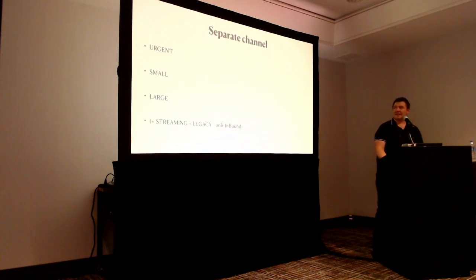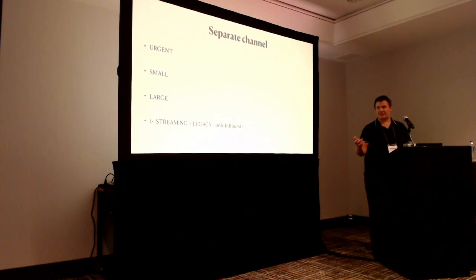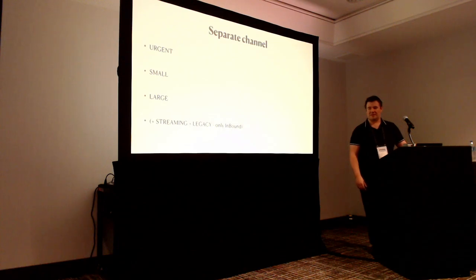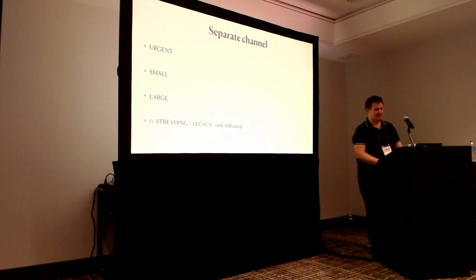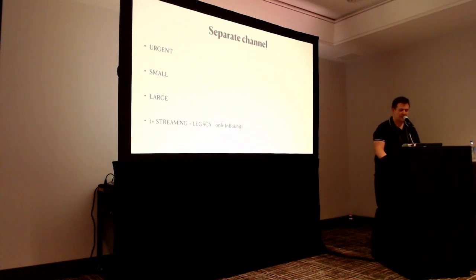So inside Cassandra, after introducing Netty, there are 4 different channels. The first one is the urgent channel. Inside the urgent there is gossip message sending, the small messages, the large messages, and the streaming and legacy. Legacy is only for inbound when we are doing updates of Cassandra, for example, from 3.11 to 4.0. Important.